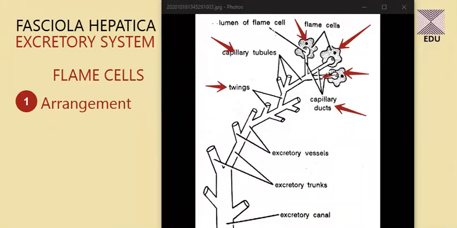These twins join to form the excretory vessels, which are somewhat bigger vessels. These vessels again join to form the excretory trunks, and these trunks open into the excretory canal. This is the major longitudinal excretory canal present in the center, and that opens out at the excretory pore, and the urine goes out. So this is the arrangement of the flame cells in the body of the Fasciola hepatica.